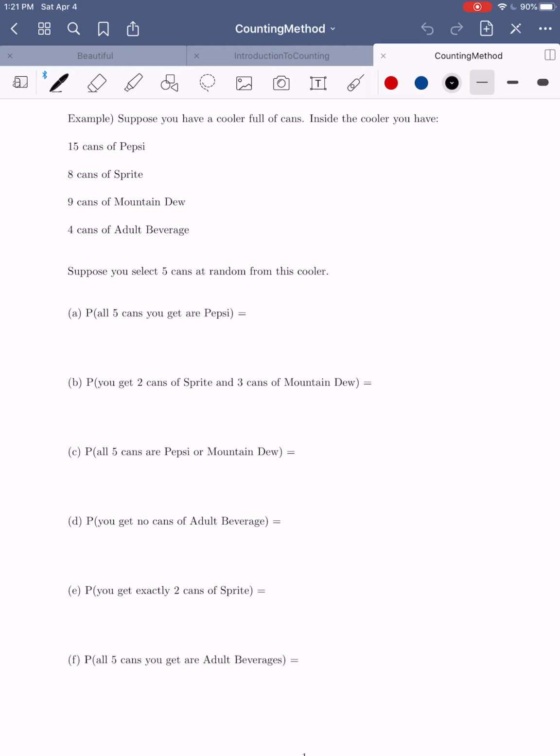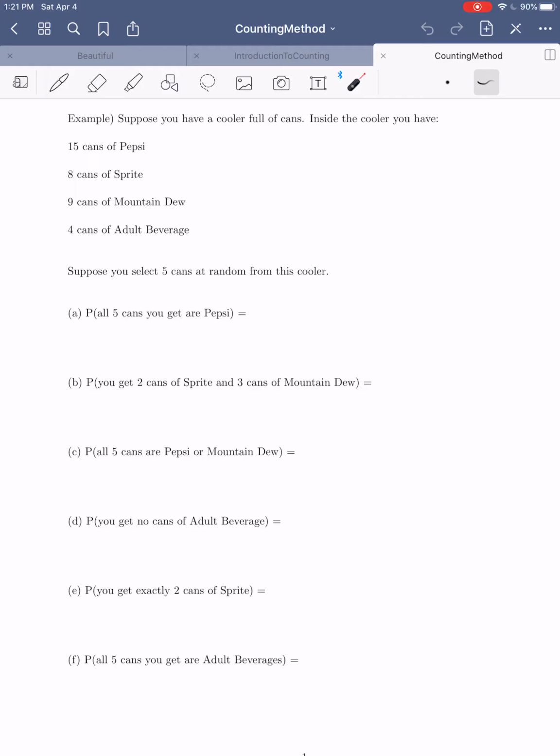So we're going to suppose that you have a cooler full of cans. Inside the cooler, you have 15 cans of Pepsi, 8 cans of Sprite, 9 cans of Mountain Dew, and 4 cans of some adult beverage. We're going to suppose that you select 5 cans at random from this cooler. All right, so let's take a look at a couple things about this before we get started.